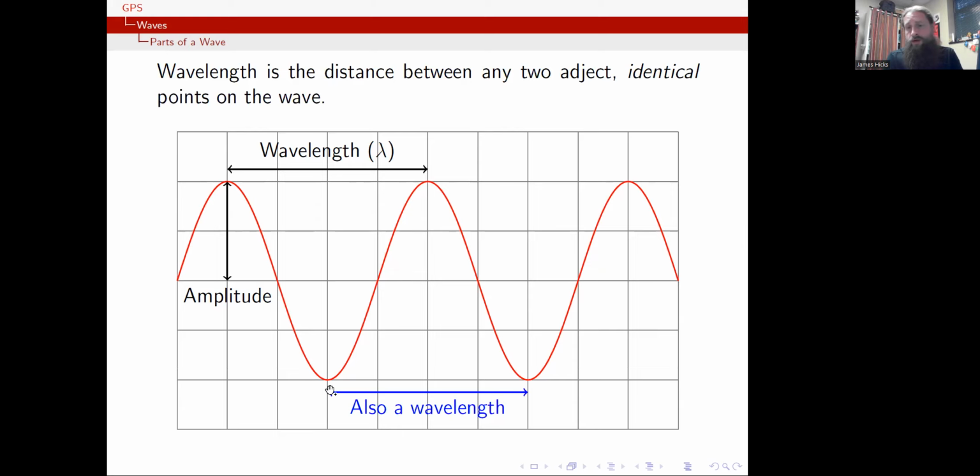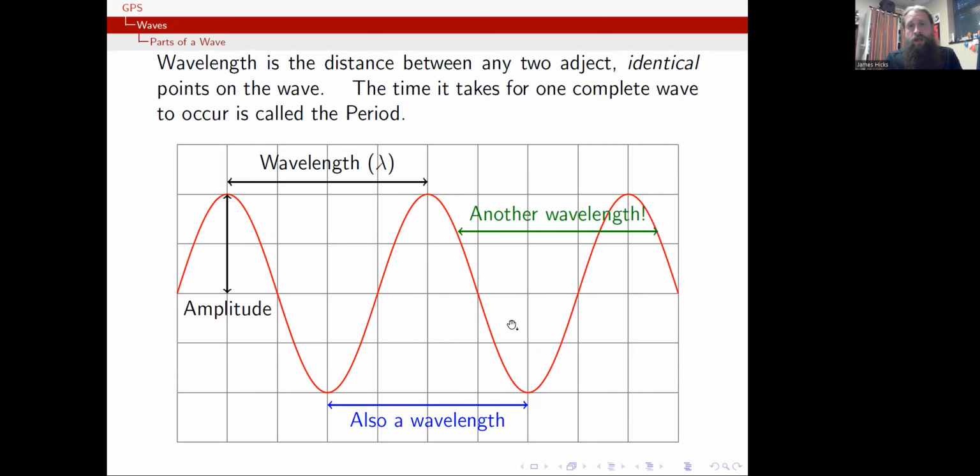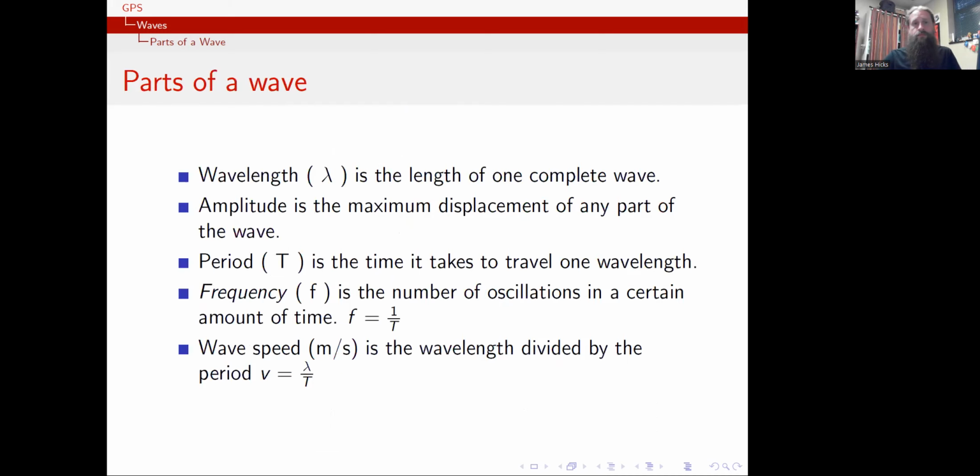So is trough to trough, or bottom to bottom. I could go part way down here to part way down over here. That's also a wavelength. A whole bunch of different ways that you could measure the wavelength on this wave. It's between two adjacent identical points. We use the Greek letter lambda as a symbol for wavelength.